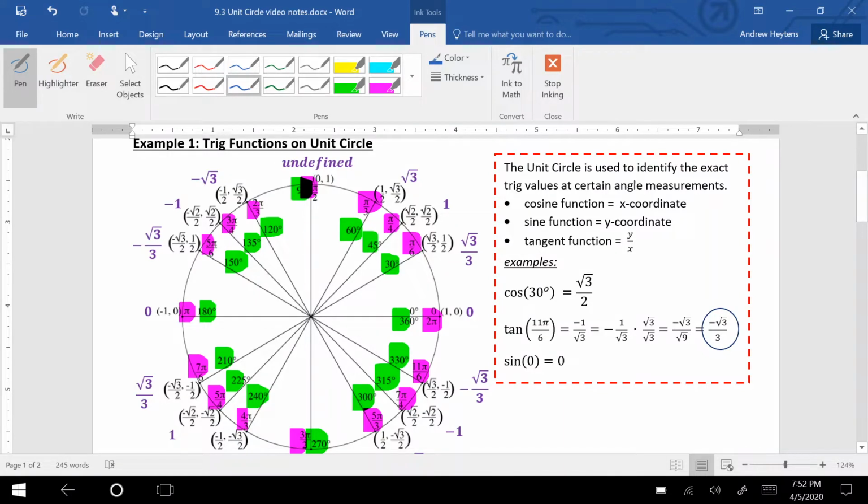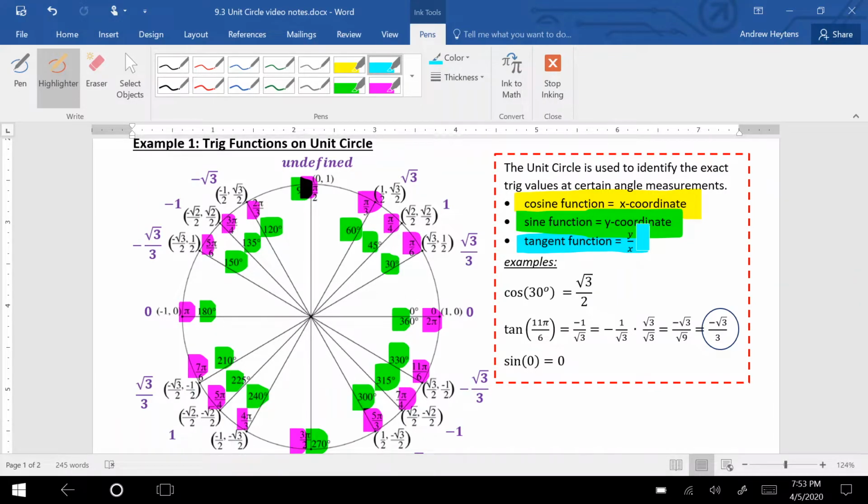Over here in the red box, a couple of really important things. Number one, cosine is a trigonometric function. And if you are in the unit circle, the cosine value is the x-coordinate. Sine is the other important trig function. The sine value, S-I-N-E, is going to be your y-coordinate. And the third trig function that we're going to be talking about is tangent. And your tangent value is going to be y over x.